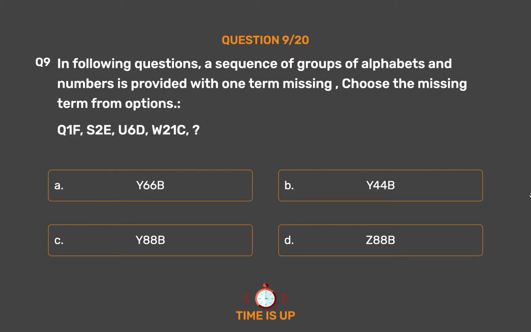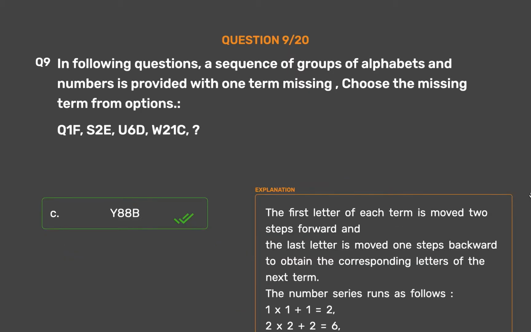The correct answer is option C, Y88B. The first letter of each term is moved 2 steps forward and the last letter is moved 1 step backward to obtain the corresponding letters of the next term. The number series runs as follows: 1 by 1 plus 1 equals 2, 2 by 2 plus 2 equals 6, 6 by 3 plus 3 equals 21, 21 by 4 plus 4 equals 88.